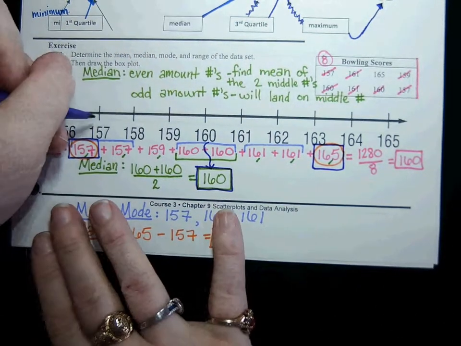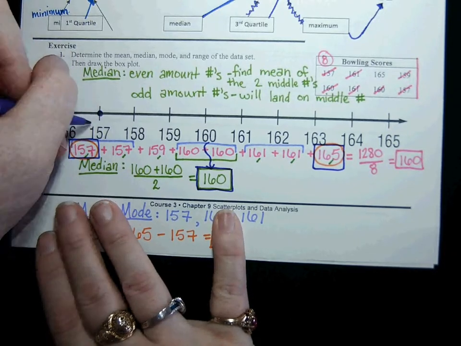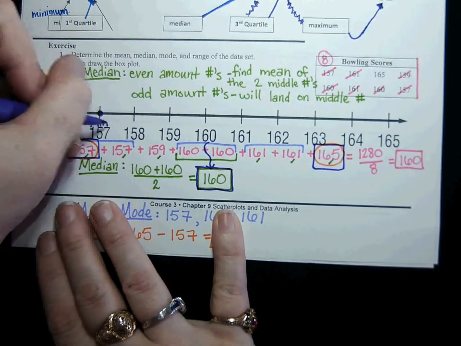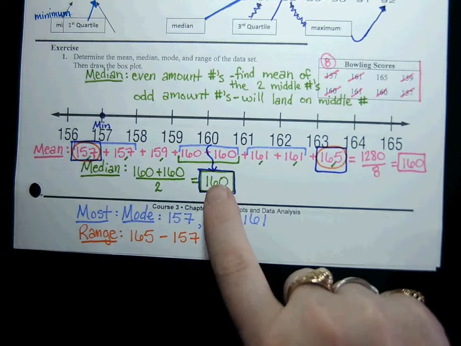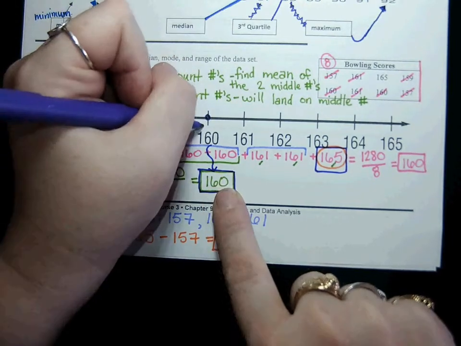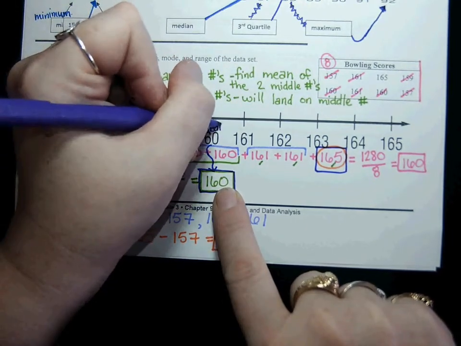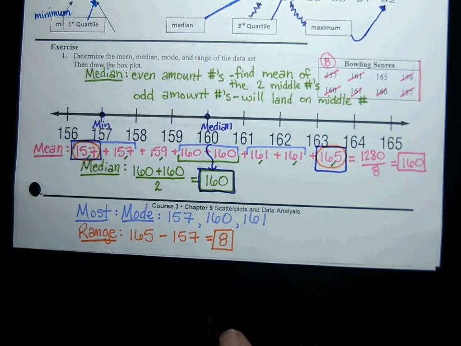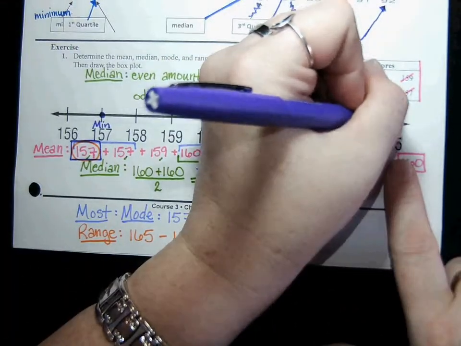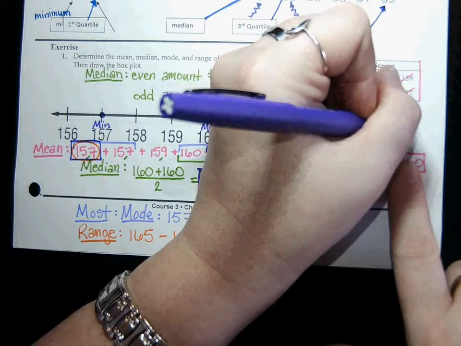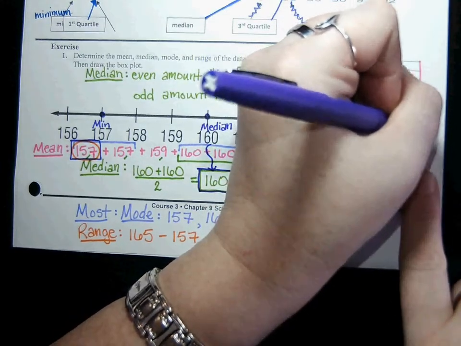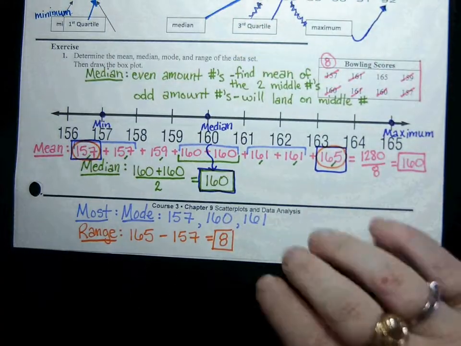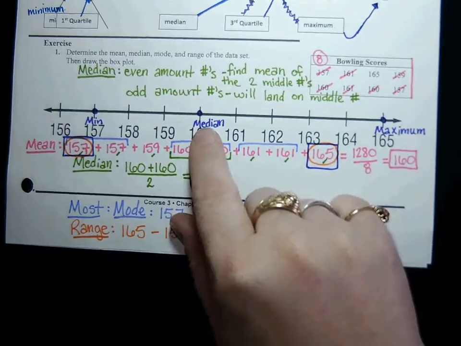And so 157 is my minimum. 160 is my median. And 165 is my maximum. Now all I have to worry about is my first quartile and third quartile. My second quartile is the median, the middle.